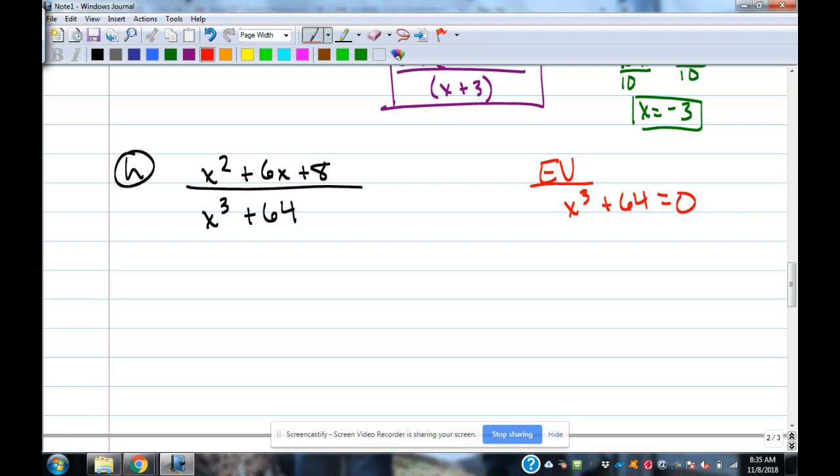Can that be factored? How? Yeah, it's a sum of cubes, right? What cubed is 64? 4 cubed. 4 times 4 is 16 times another 4 is 64. So it's 4 cubed. So what are the factors? Remember when we did the sum of cubes and the difference of cubes, there's a short piece and a long piece. What's the short piece? X plus 4. What's the long piece?